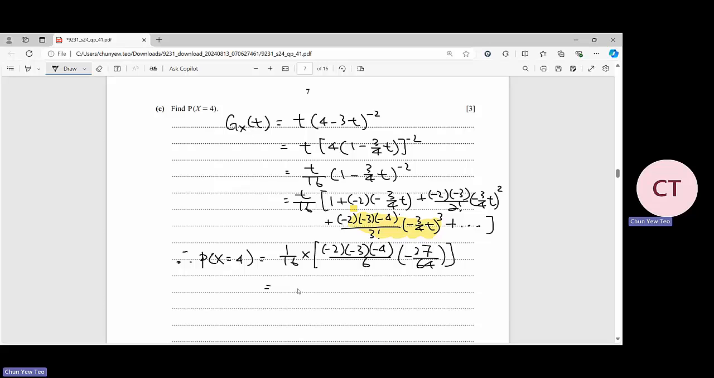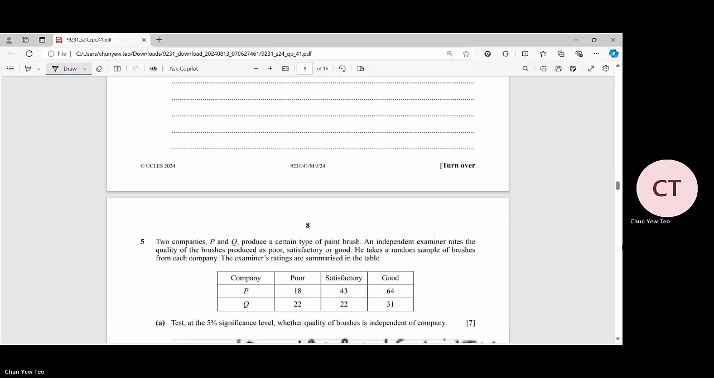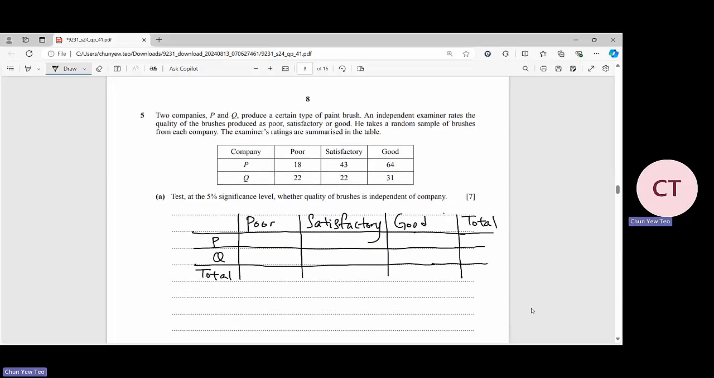At the end, your answer will be 37 over 256. Make sure the positive negative sign is correct. Over here is a positive sign. So that will be the answer for the probability for x equal to 4. Okay. So now we move on. That will be question number 5.